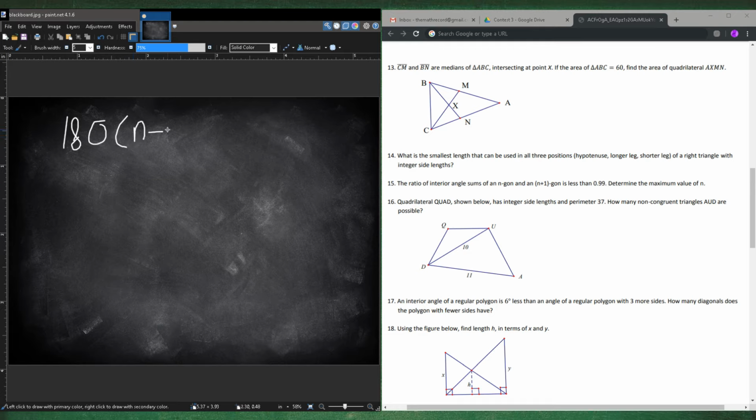Is less than 0.99. So we just have to find n. So cancel out the 180s, and you have n minus 2 is less than 0.99 n minus 0.99. So that gets 0.01 n is less than 1.01, and n has to be less than 101. So the greatest integer is basically 100. 100 is less than 101. So the answer is just 100 for number 15.